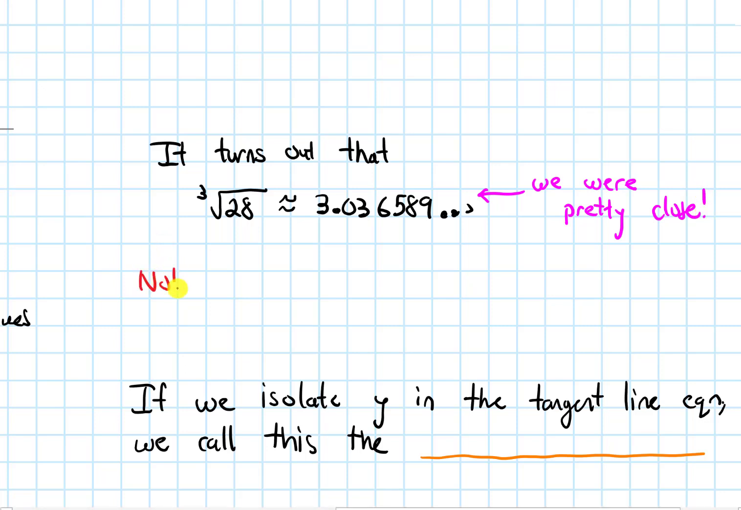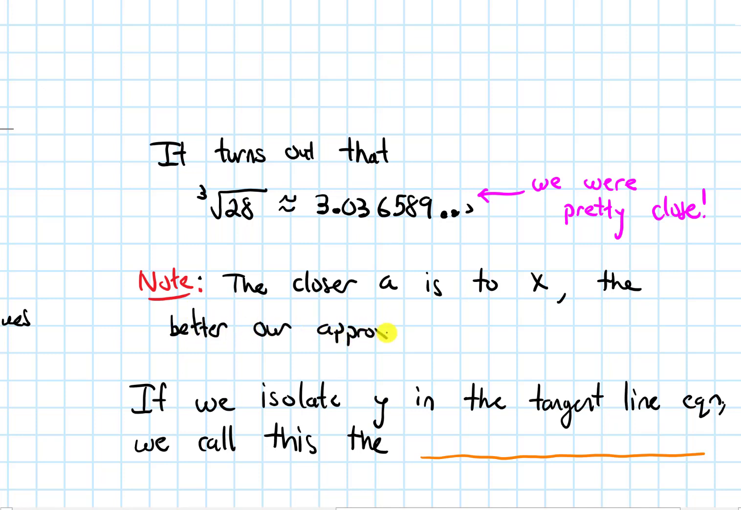Okay, so I want to make a note of something. So the note is that the closer a is to the actual x value, I'll just call it x, the better our approximation is in general. That won't always be the case. Sometimes I could have some weird graph shapes where even if the a value is close to x, we don't always get a super, super close approximation, but in general, this is going to be the case.